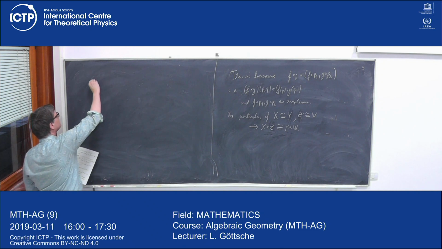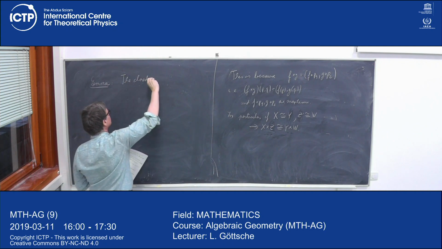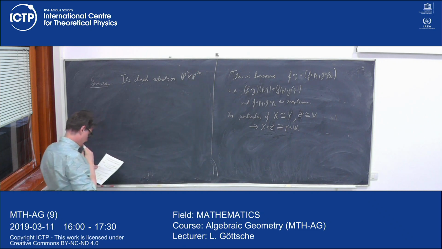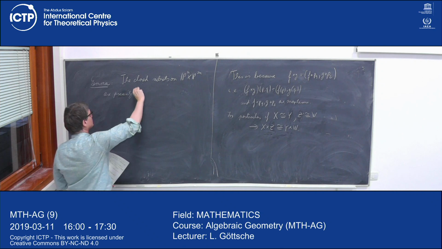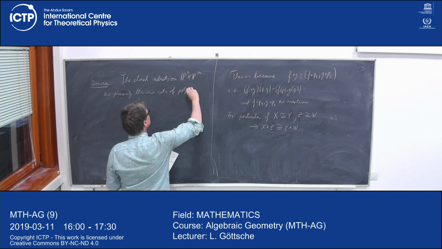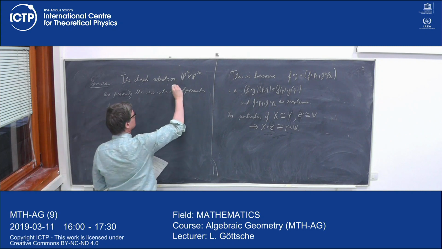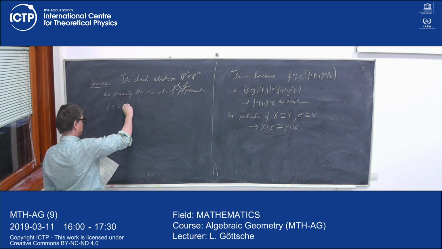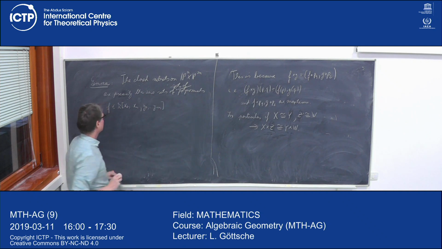So, lemma. The closed subsets of Pn times Pm are precisely the zero sets of polynomials, as usual, f in k[x0 to xn, y0 to ym], the coordinates of Pn and Pm, which are bihomogeneous.